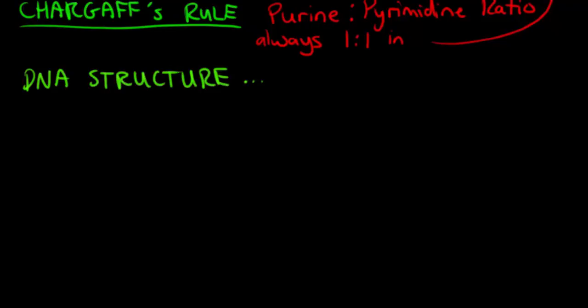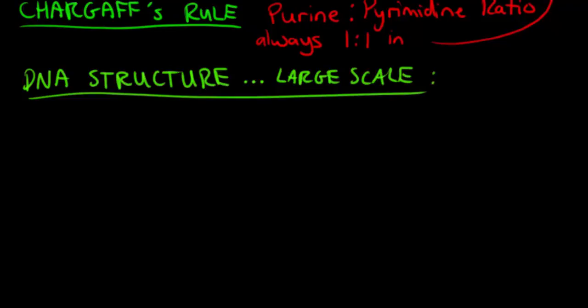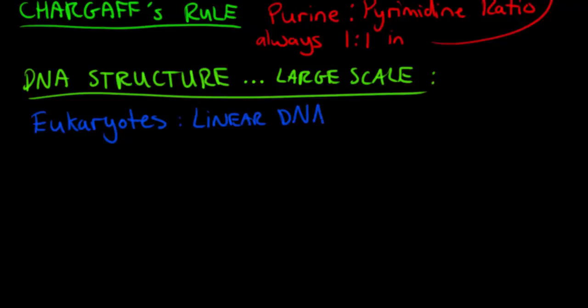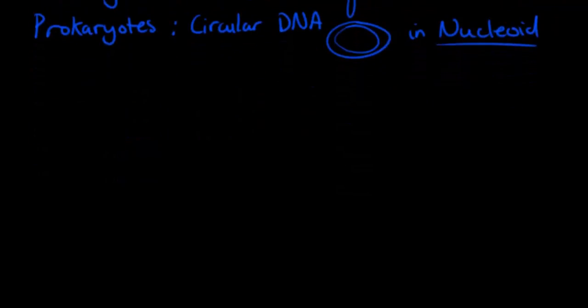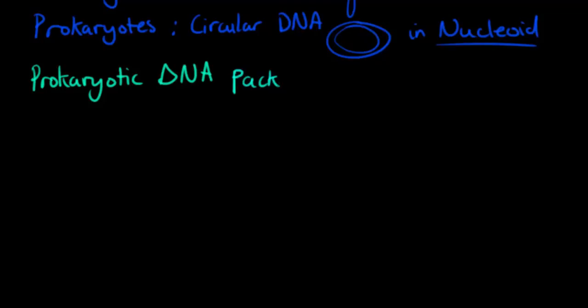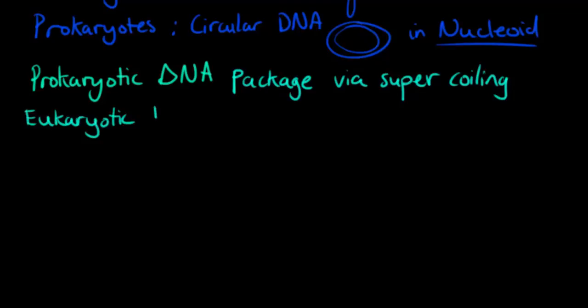So DNA structure on the large scale, this is an important thing for you to understand. Eukaryotes and prokaryotes are slightly different. Eukaryotes have linear DNA, and the chromosomes look like this and are stored in the nucleus. Prokaryotes have circular DNA, kind of looks like that, I guess, and they're stored in the nucleoid. Forgive my really bad drawing, it might even be inaccurate. Prokaryotic DNA is packaged just via supercoiling. It wraps up and forms into the nucleoid there in the middle of the bacteria cell.